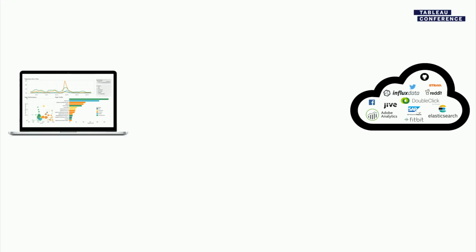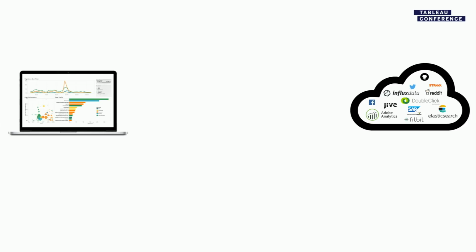Let's start with the architecture. On the left, we have Tableau Desktop. And on the right, we have some web endpoint. Maybe it's the Facebook API. Maybe it's Twitter. Maybe it is some custom web endpoint within your corporate network. It's whatever you want it to be.